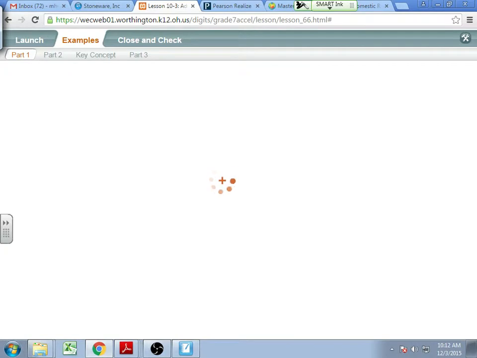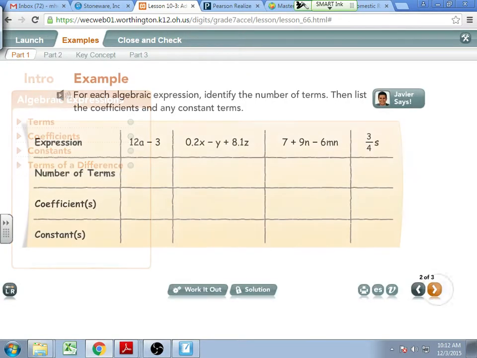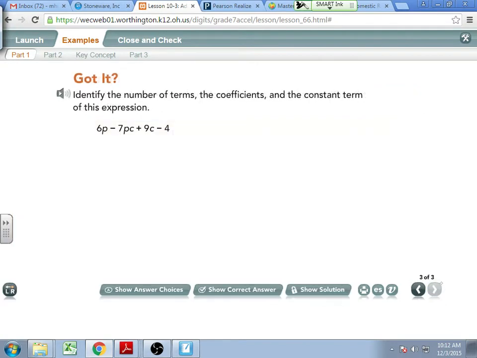Actually, I think it's still part 1. Try the got it on your own. You need to write out and identify how many terms. So you could put number of terms. You need to identify your coefficients. You could abbreviate COEF if you want, or it's fun to spell, so you could write out the whole thing.